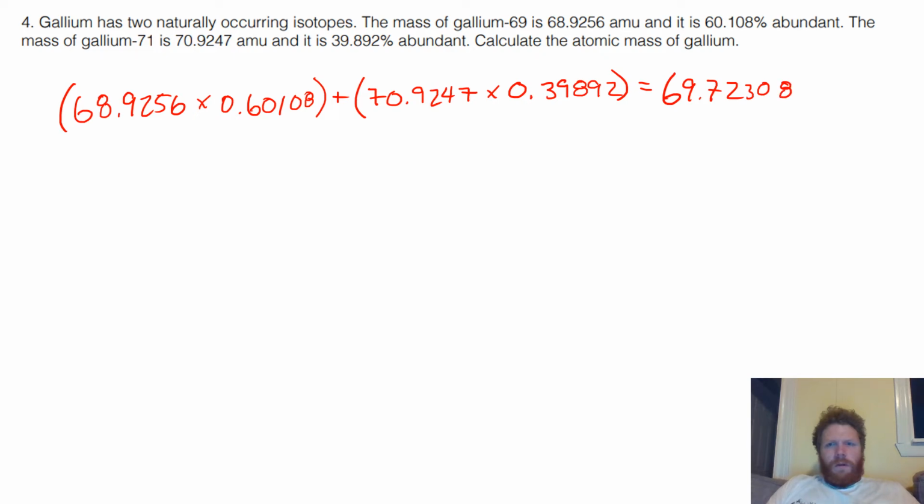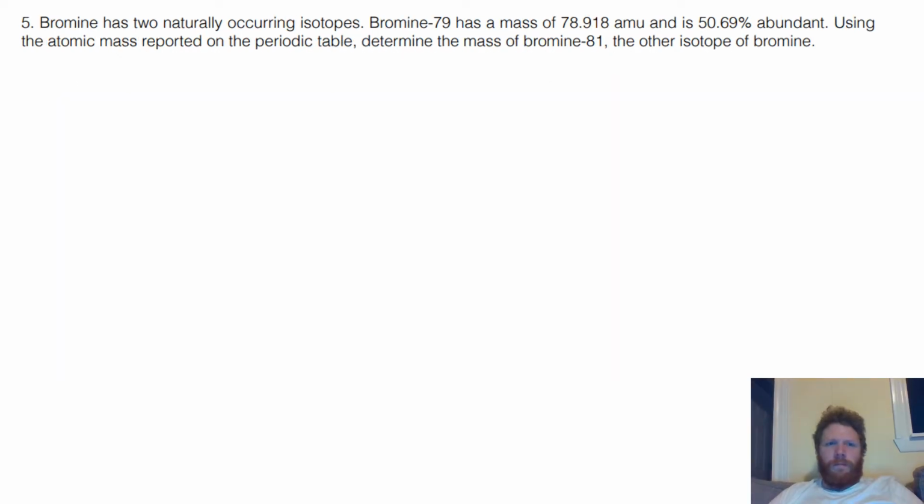69.72308. Number of significant figures, we've got a maximum of 5 sig figs, even though this number has 6, so 5 sig figs. So our answer is 69.723. And that is our atomic weight, or our atomic mass of gallium.